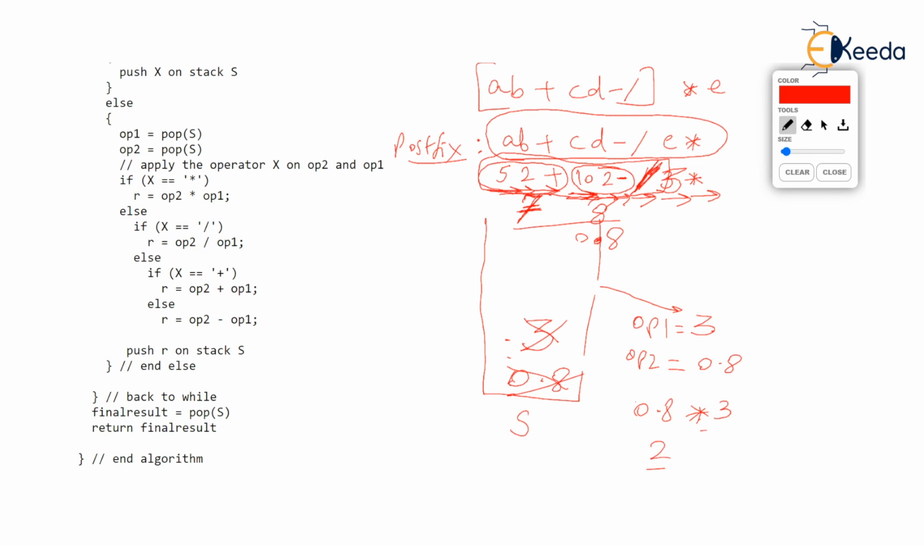And this is going to be something like 2.4. And this is the result, 2.4, which will be pushed on the stack. So stack will now contain only one value, one answer, that is 2.4. And this is our final.